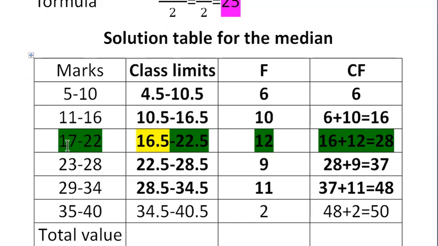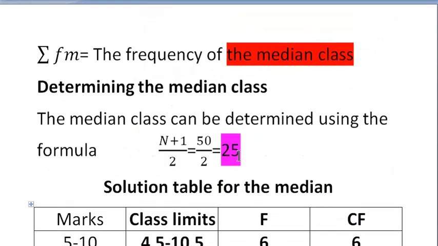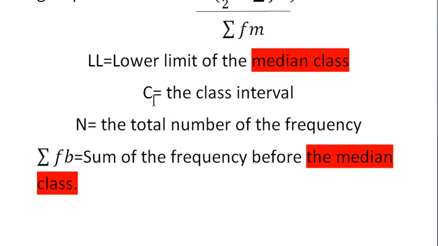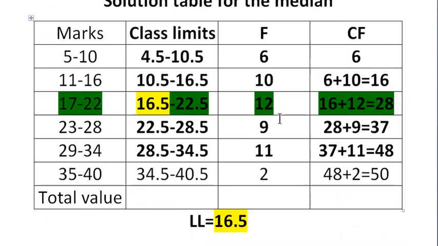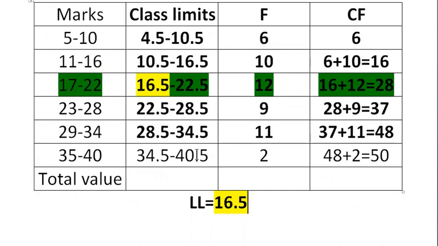17 is also the lower limit, but we have modified this 17 to 16.5, and that is why we are using 16.5. The second value here is class interval. The class interval is the gap provided between two classes. Now let's see how to do this. 11 minus 5 is, sorry, 6. 17 minus 11 is 6. 23 minus 17 is 6. 29 minus 23 is 6. And 35 minus 29 is 6.